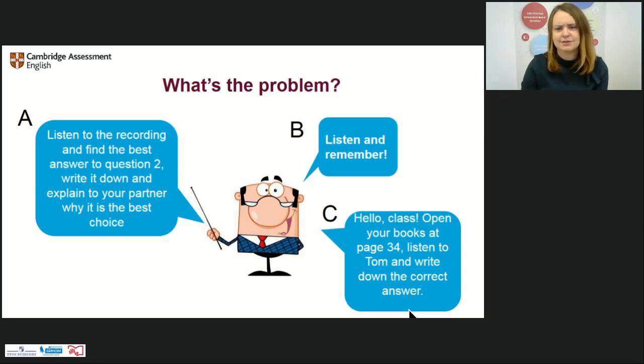If you just come to a class and say, okay, listen and remember. These are actually real instructions, so I've heard them when observing some teachers, and, well, we all make mistakes. Do you think it's easy for a lower secondary or primary school student to remember what he hears?